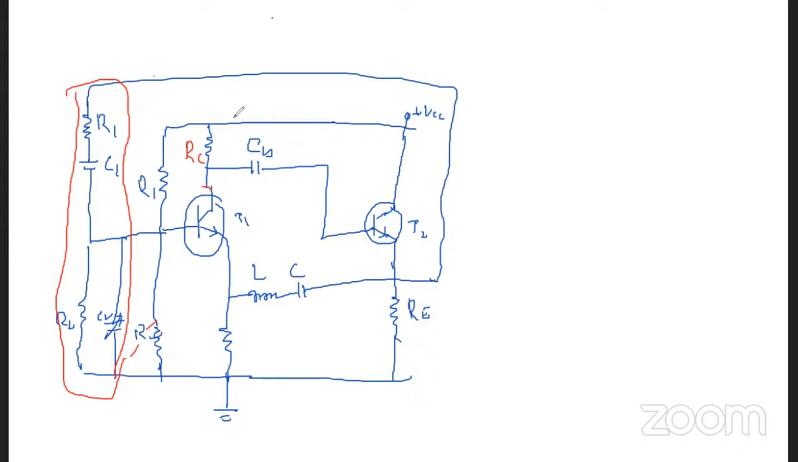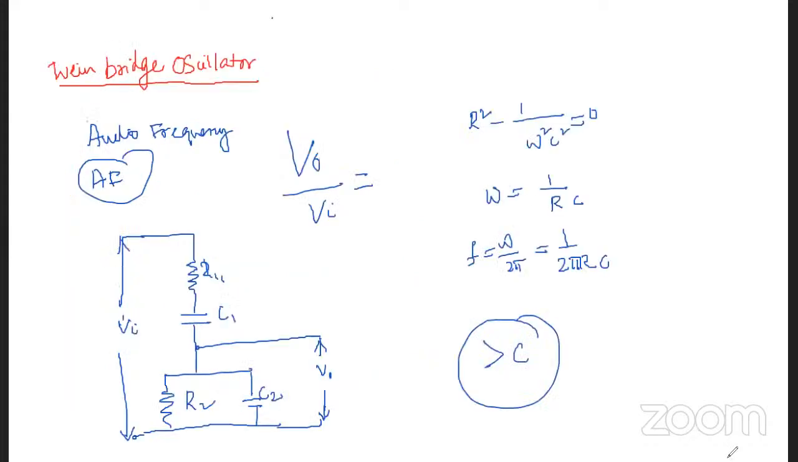So this is the Wien bridge oscillator circuit diagram which we have here. As we have seen, the frequency in this case is f equals 1 by 2 pi RC. This is the frequency of oscillations. And the condition to get sustained oscillations is that the gain should exceed 3. Only then are you going to get sustained oscillations. So this is about the Wien bridge oscillator.